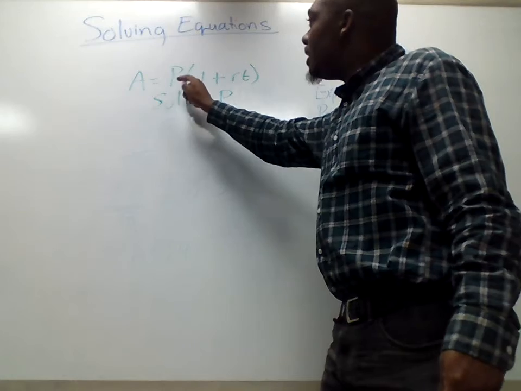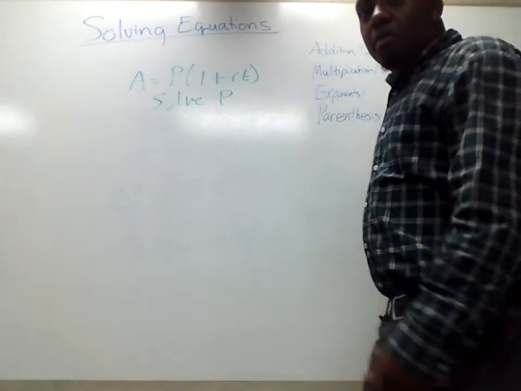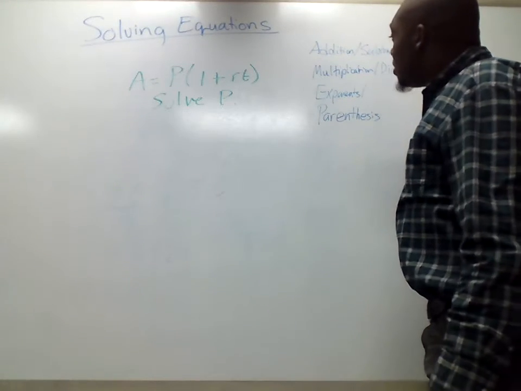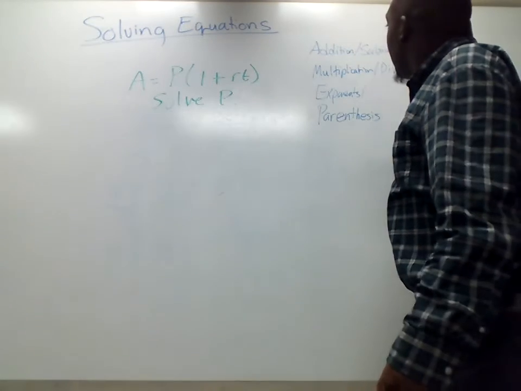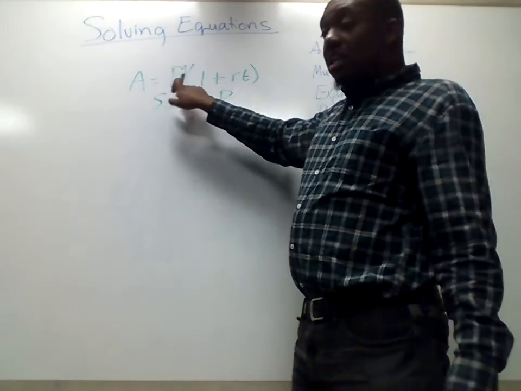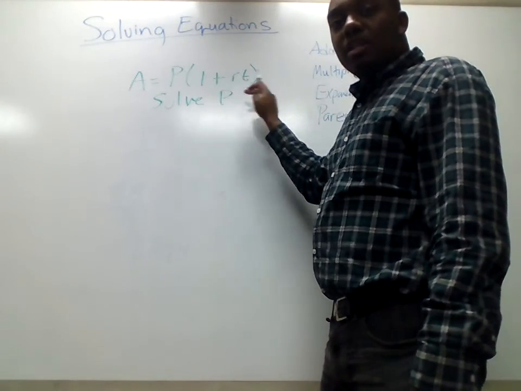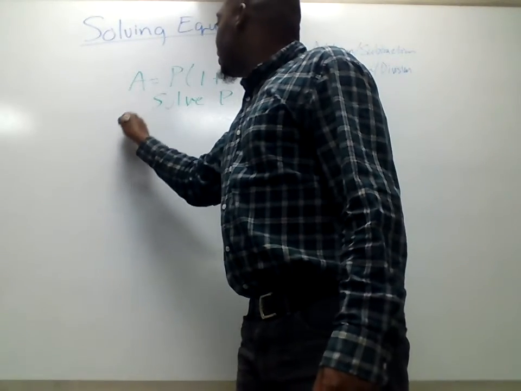Well, what's happening to P is it's being multiplied by this whole parentheses. Oh, but we're supposed to go order of operations backwards. Well, we are. Is there any addition or subtraction occurring that's not within the parentheses? No. Is there multiplication occurring or division? Yes. The P is being multiplied by this parentheses. So to undo the multiplication of that parentheses, we must divide by it. So we're going to divide both sides.